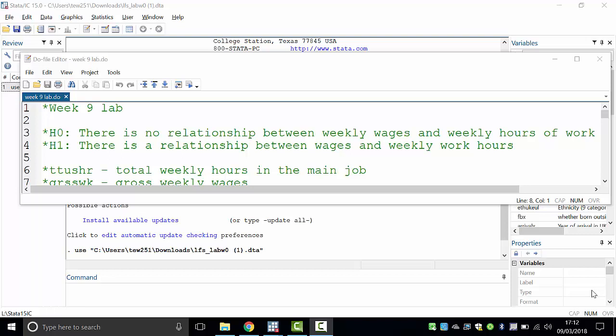We start with the hypothesis test. Usually, an introduction starts with the context, and the hypothesis test comes a bit later when you do analysis. But let's set the hypothesis statement first. Can you copy this, Kate? The aim or objective is to find out if there is any relationship between weekly wages and weekly hours of work. Okay, let's go ahead now.